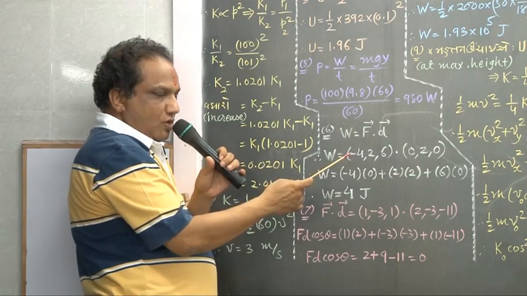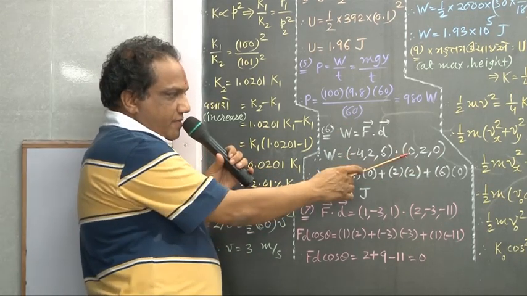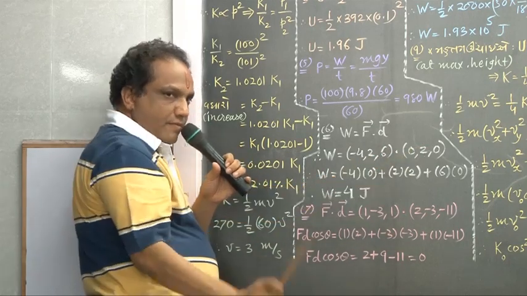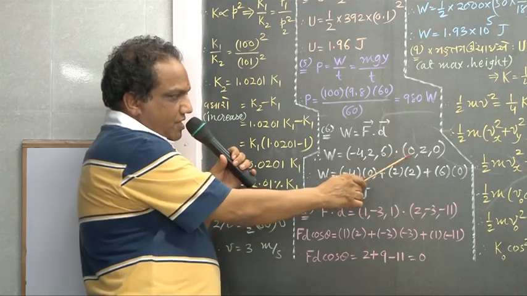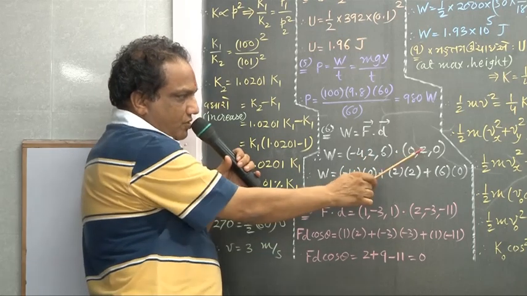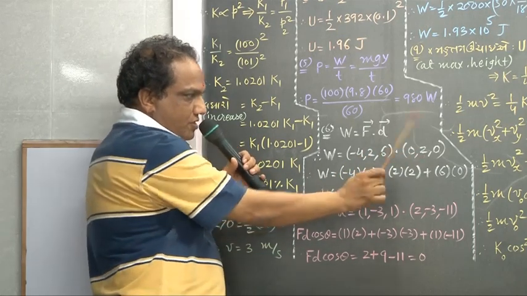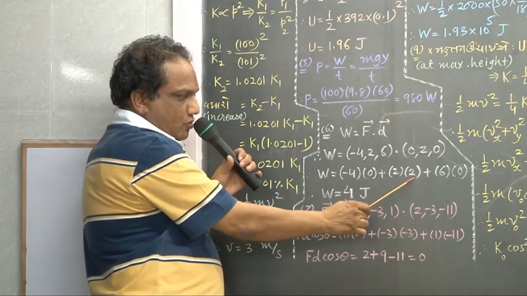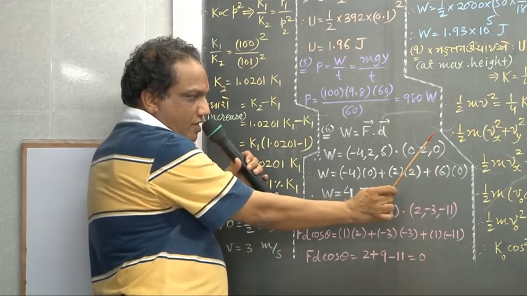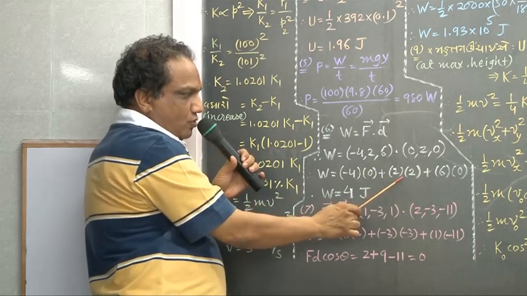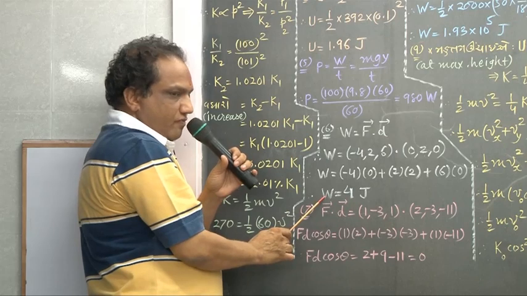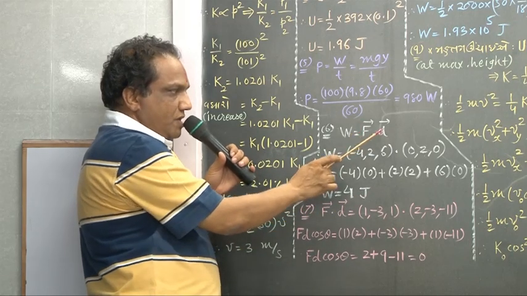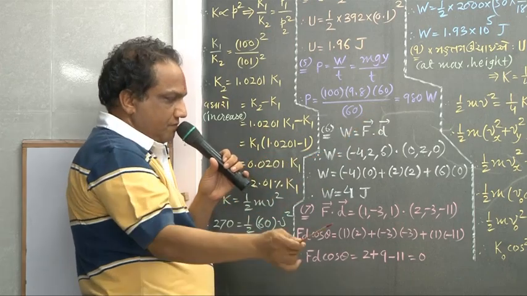Come on, you know how to take the dot product. Look here: ax bx plus ay by plus az bz. So this into this plus this into this plus this into this. Minus 4 into 0 plus 2 into 2 plus 6 into 0. This is 0, 2 into 2, that is 4. The amount of work done is to be measured in the unit joule, because this force is in Newton and displacement is in meter. Next.